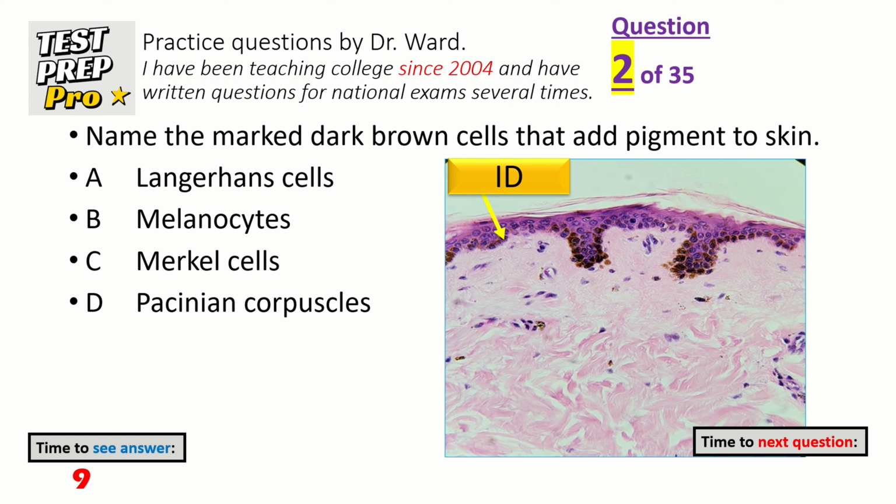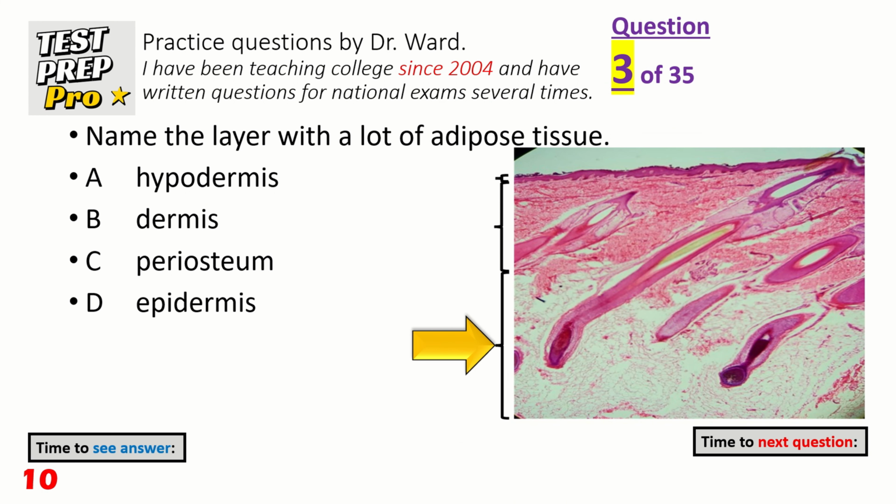Name the marked dark brown cells that add pigment to skin. Melanocytes. Name the layer with a lot of adipose tissue. So it's right above muscle. Hypodermis, sometimes called subcutaneous layer.